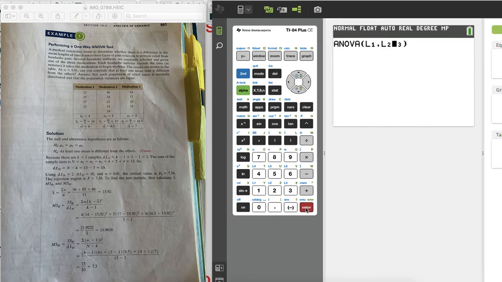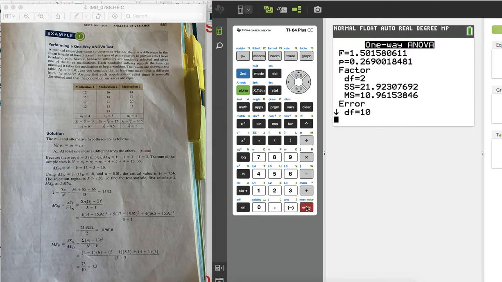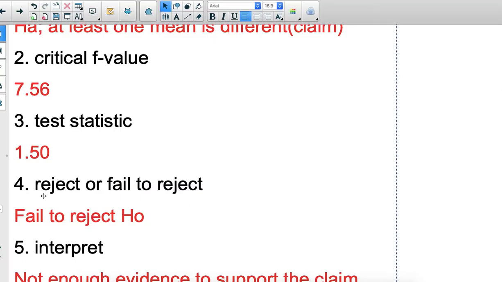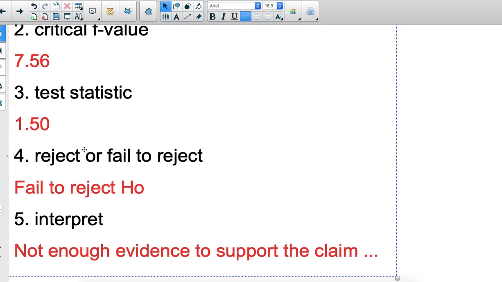What did I do? Oh, I didn't put a comma. Make sure, students, you put a comma. There we go. Okay, so we got an F value of 1.5. If you turn the page, if you're on page 562, that's exactly what the book got also. So here we go. We got a test statistic of 1.5.